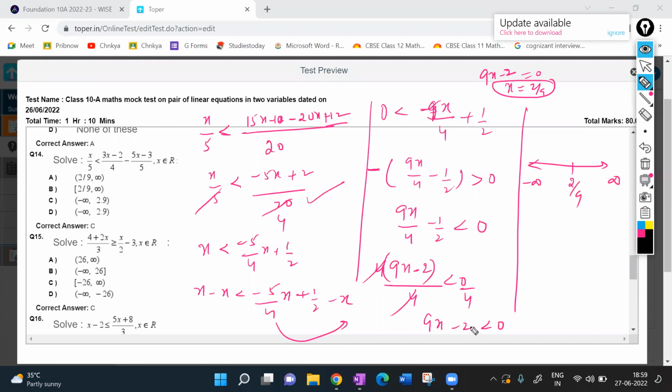I'll tell you the wavy curve method, beta. This is less than 0, right? Whenever you have less than 0, you have to assign the signs from right to left, alternating: plus, minus, plus, minus. I need lesser than 0 here, which means I need this region. What is my solution now? X belongs to 2 by 9, open bracket.